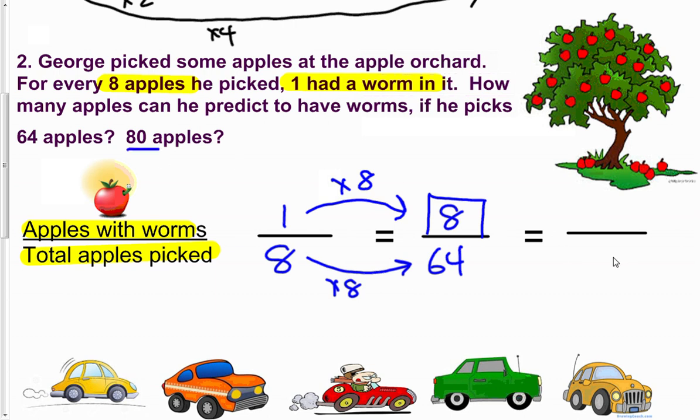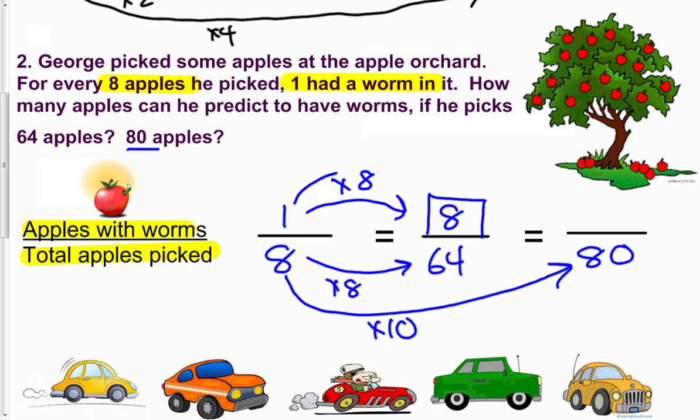Let's try this one. How about if we pick 80 apples? Again, let's look at how we get from 8 to 80. I see that that is 10 times the number of apples that we started with. So if he picks 10 times the number of apples, then I would also predict that 10 times the number of apples would have a worm in it.